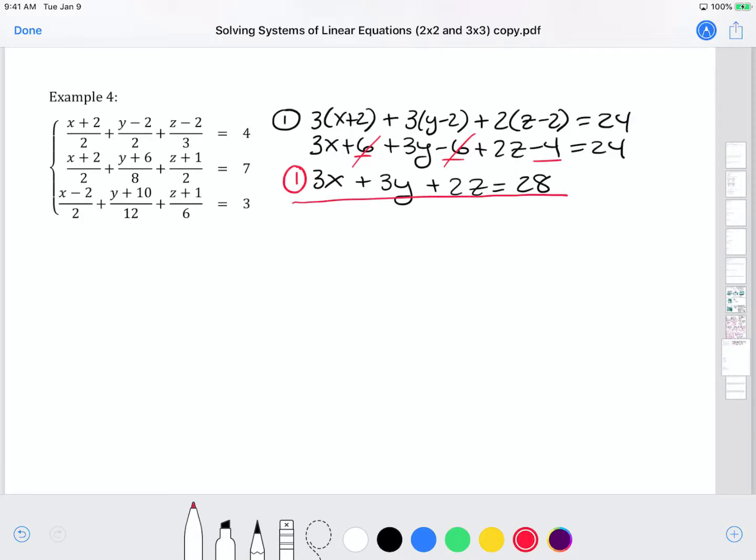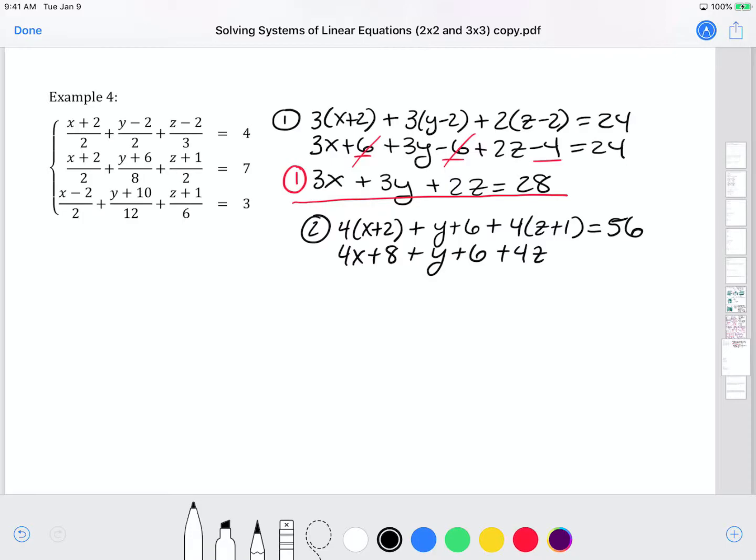Let's go through now and clean up equation 2. So I'm going to multiply equation 2 by 8. So when I multiply through by 8 for equation 2, I'm going to get 4 times x plus 2 plus y plus 6 plus 4 times z plus 1 is equal to 56. Now let's do the same thing. We're going to distribute, clean it up. So I have 4x plus 8 plus y plus 6 plus 4z plus 4 is equal to 56.